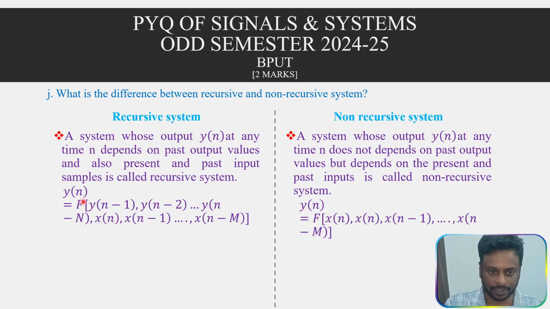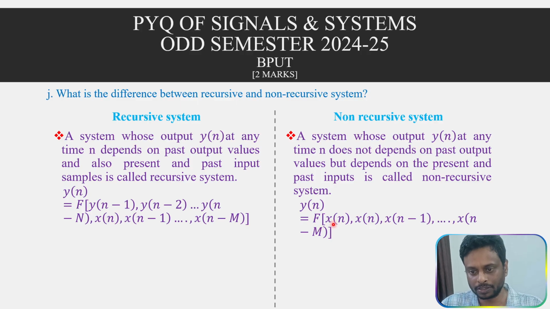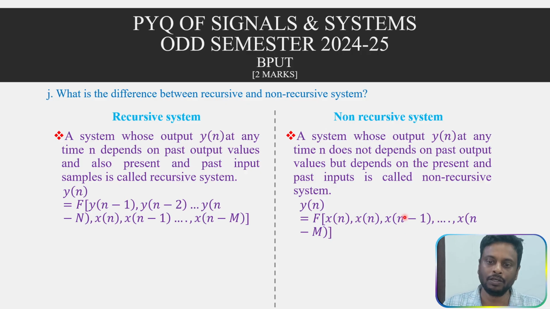You can see the examples. It is a function of y of n minus 1. These are the past output values. Similarly, this is the present input value, and these are the past input values. In the case of a non-recursive system, these are the present input values and past input values, but it does not depend upon the past output values.